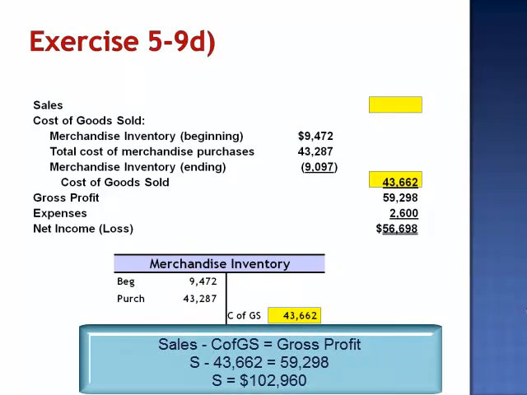Sales minus cost of goods sold equals gross profit. So we have S minus $43,662 equals $59,298. Adding $43,662 to each side, we have sales of $102,960.